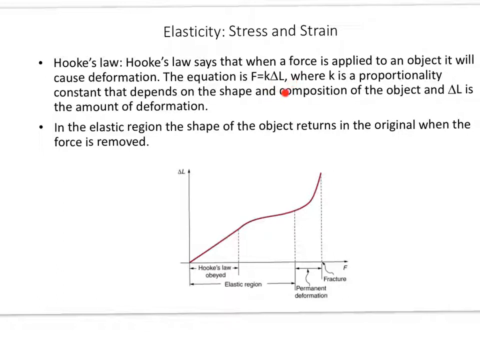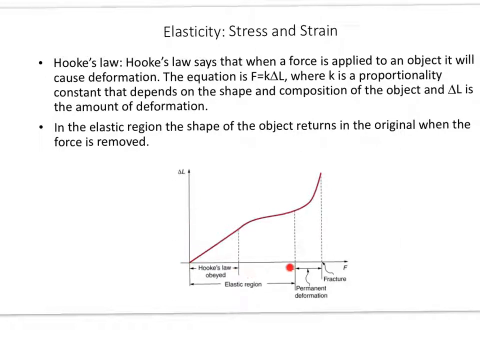So it could be an increase in length, for example. Okay, so this graph over here shows the amount of stress or force on the object, and this axis shows the amount of deformation. So in this area right here, Hooke's law is obeyed. You can see it's a straight line. So as the force is applied, the object elongates.